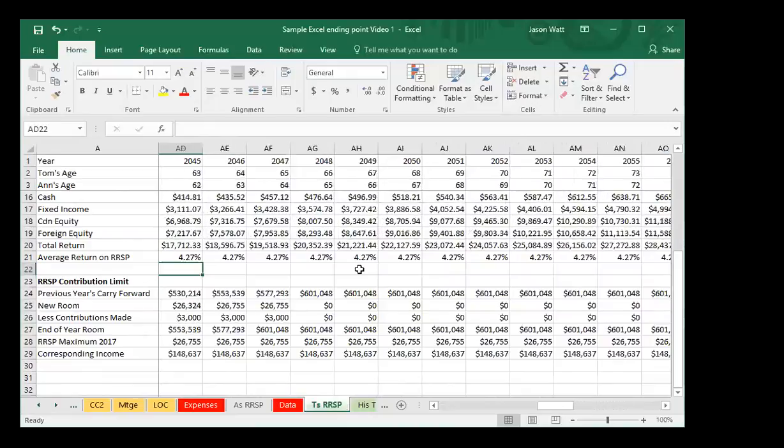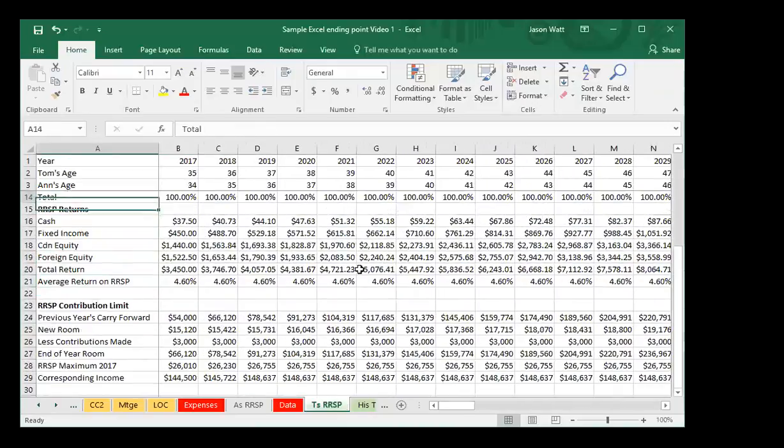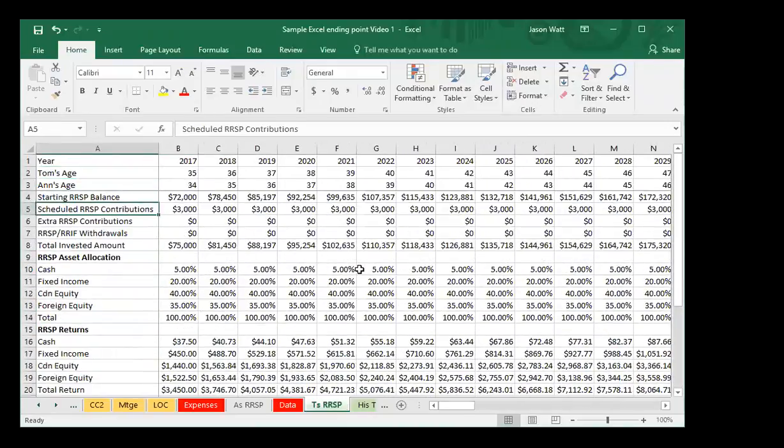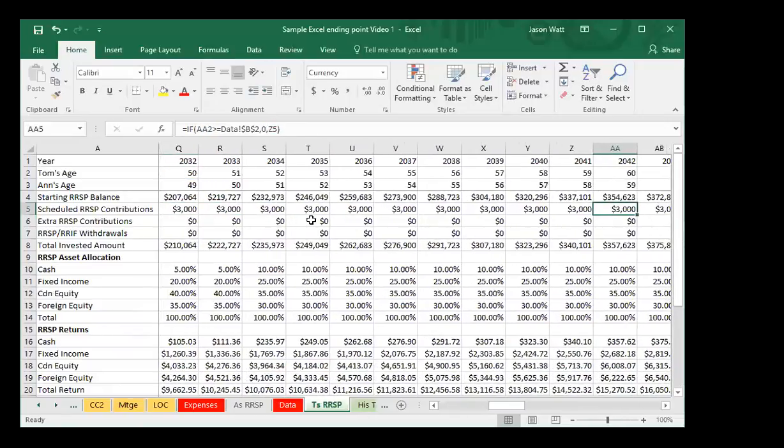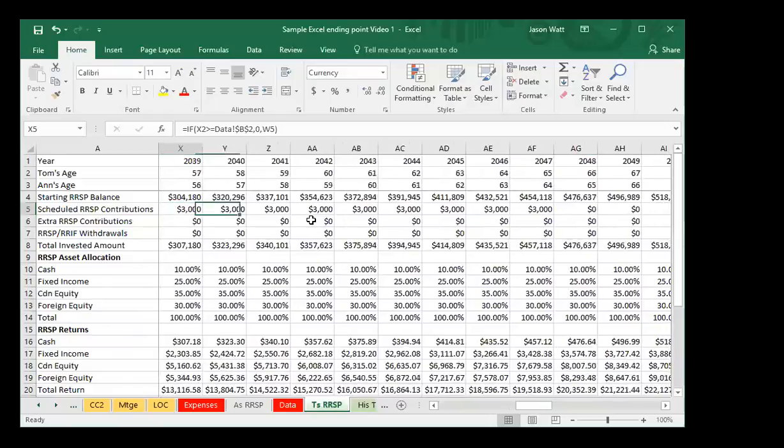And now for Tom as well. We're going to pop up here, and we've got scheduled RSP contributions should be stopping at his retirement age, and I think we already have that. I think we're good for Tom. I think we just forgot to do that for Anne for whatever reason. Yeah, we're good for Tom.